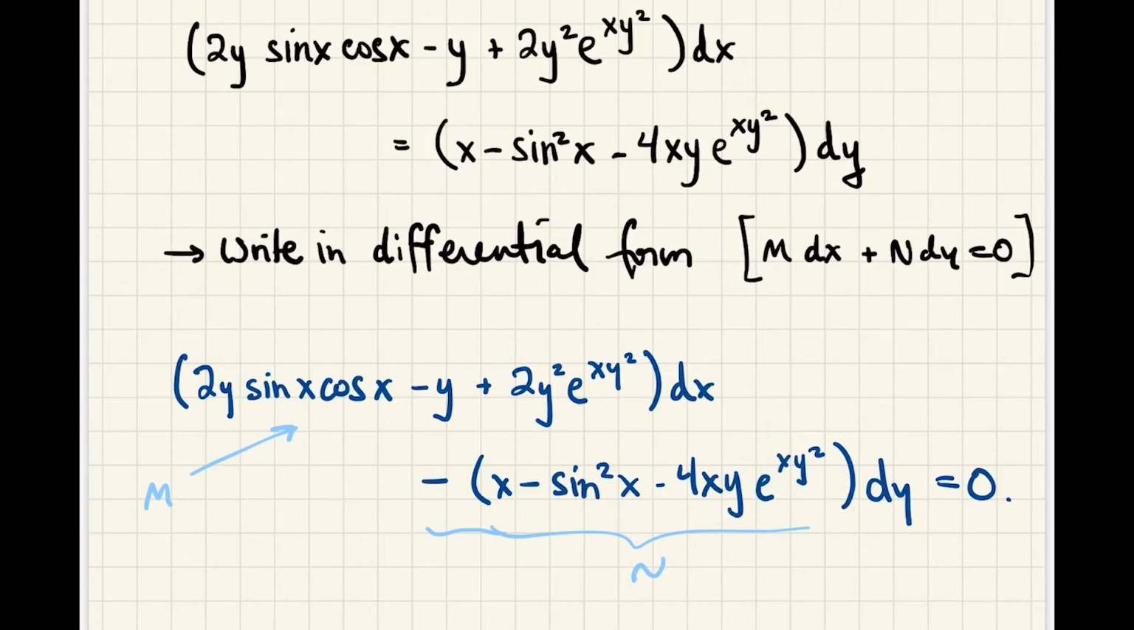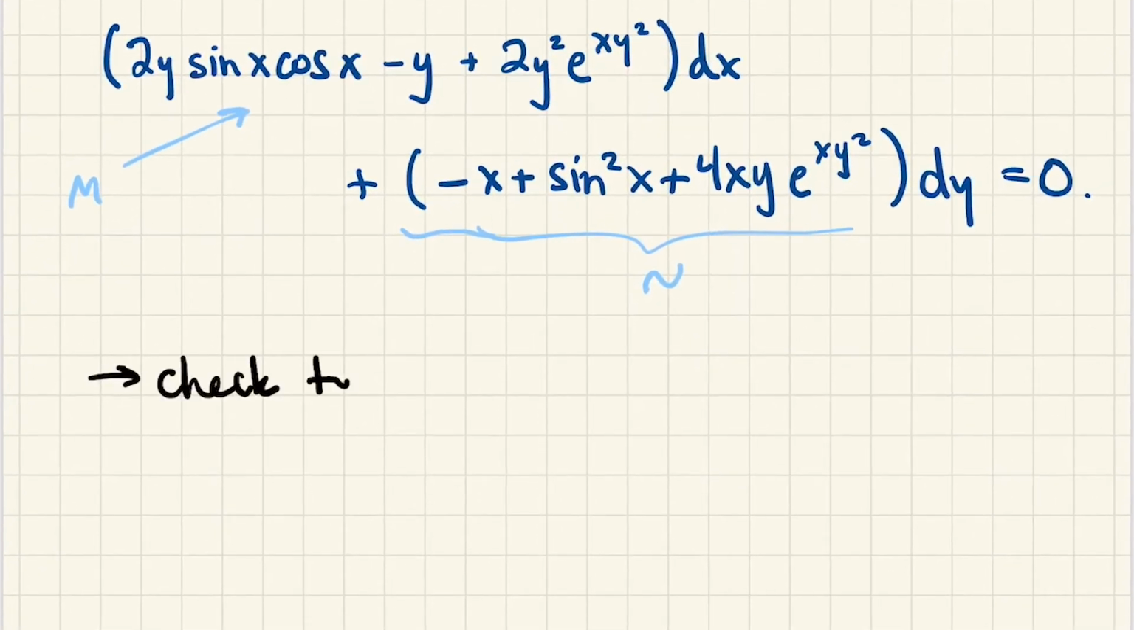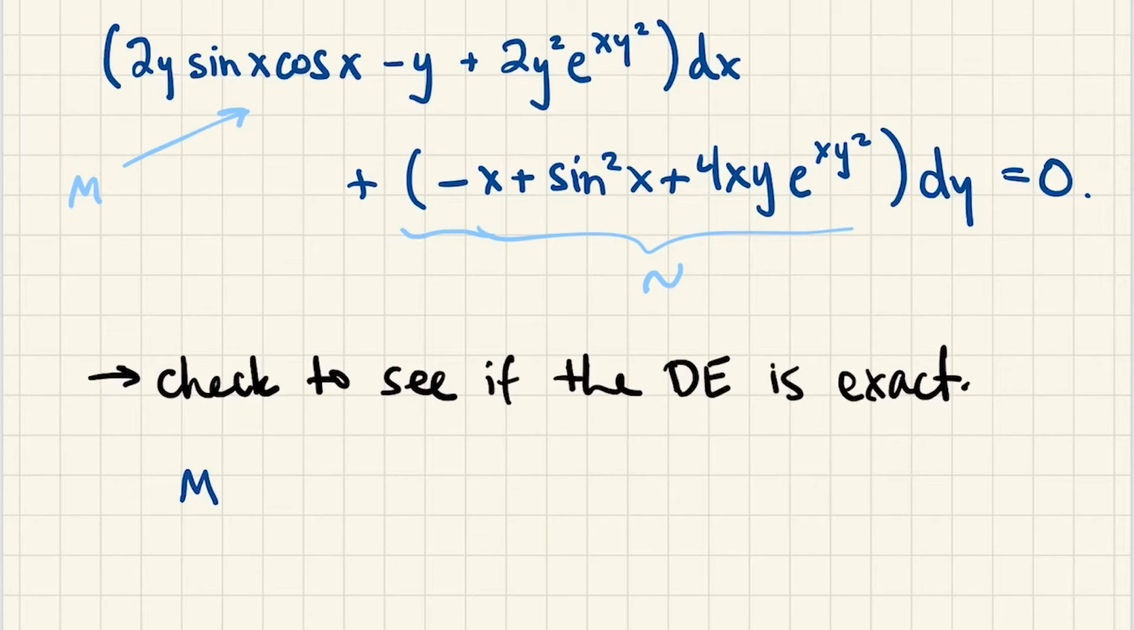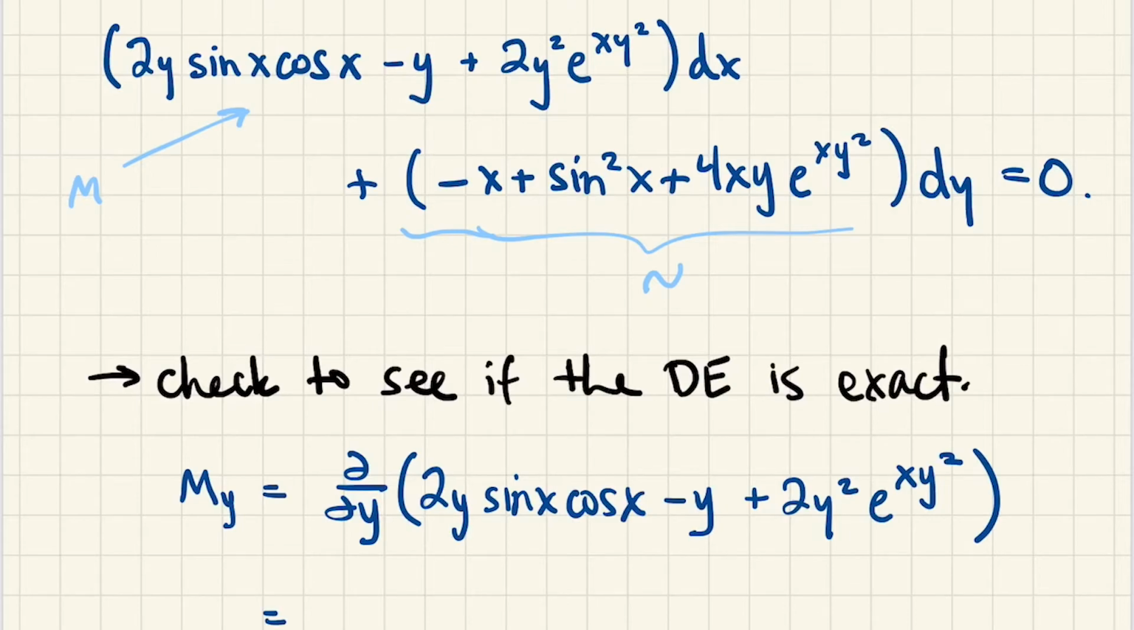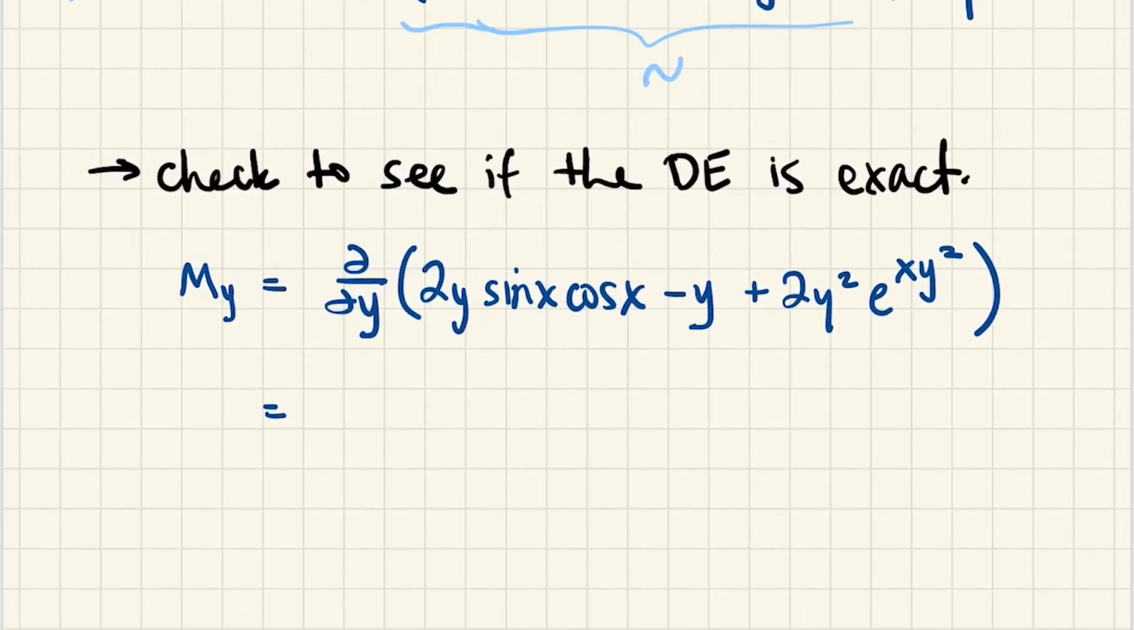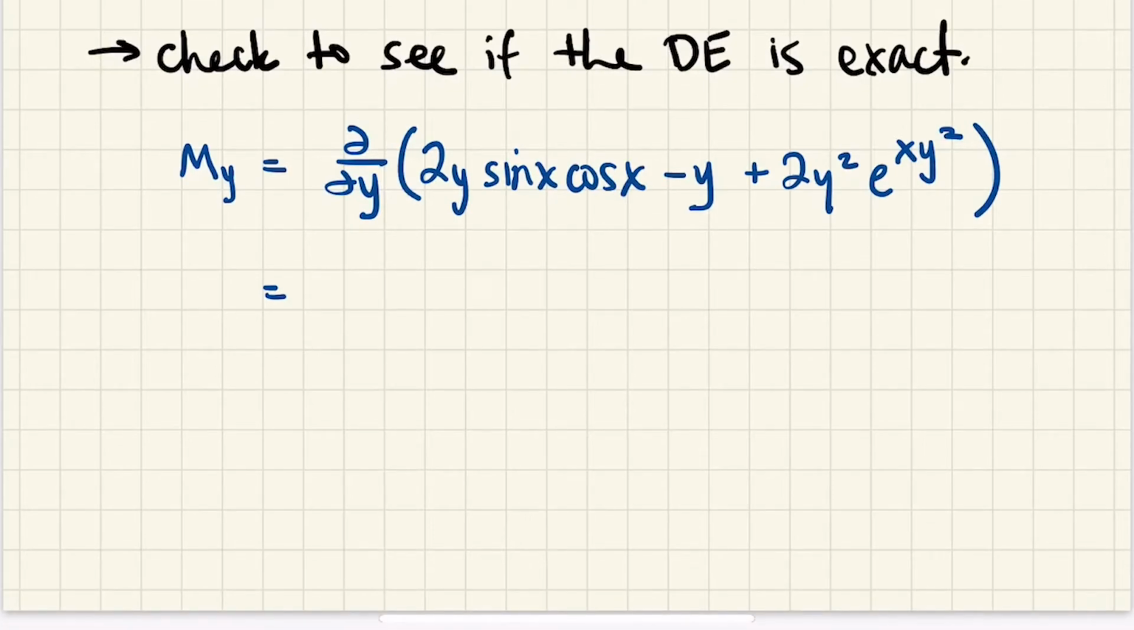Let's actually distribute that negative so that we don't have to worry about it anymore. There we go. All right, let's check and see if this thing's exact. So we're going to take the partial of m with respect to y. Okay, so this is 2 times y times some stuff. So that's just going to be 2 times the stuff. So 2 sine x cosine x. But you know what? Let's write that as sine of 2x because of that old identity. Derivative of y with respect to y, that would be 1.